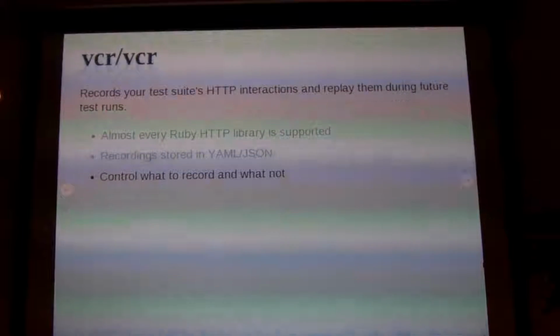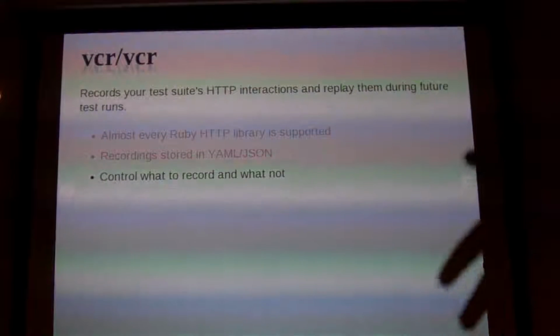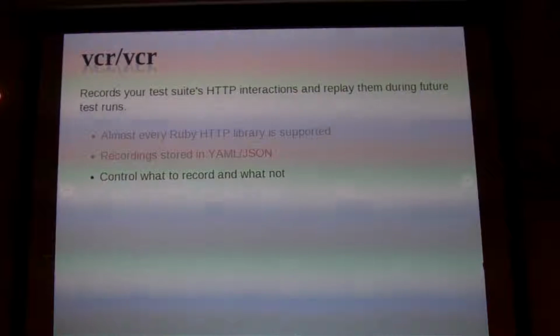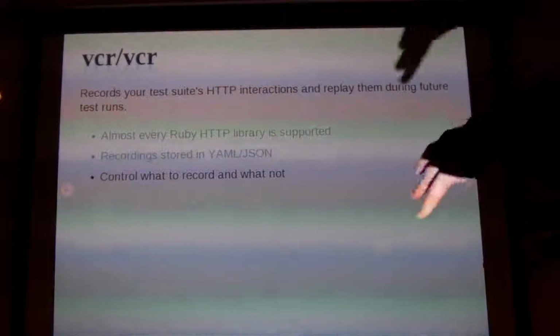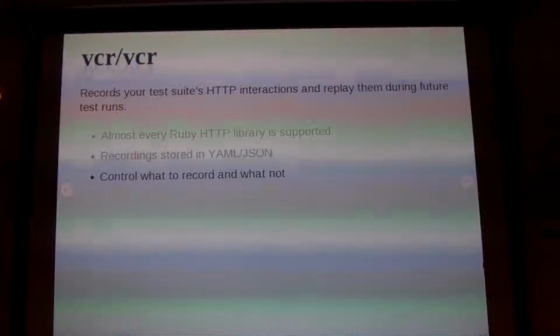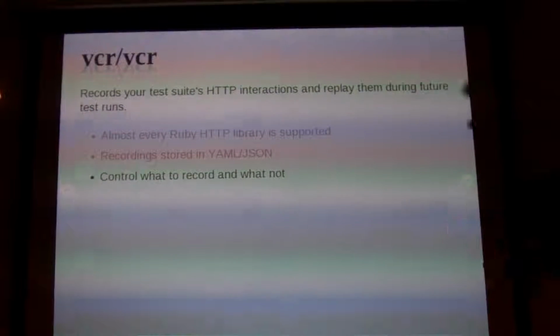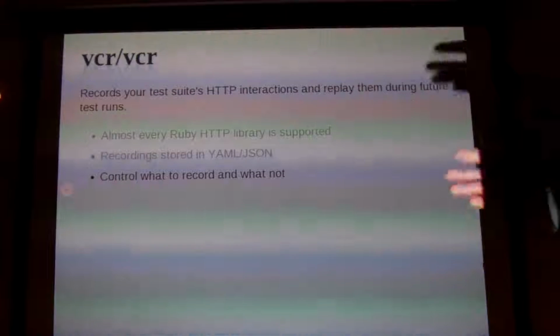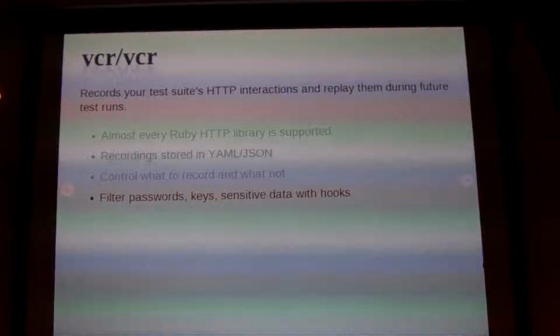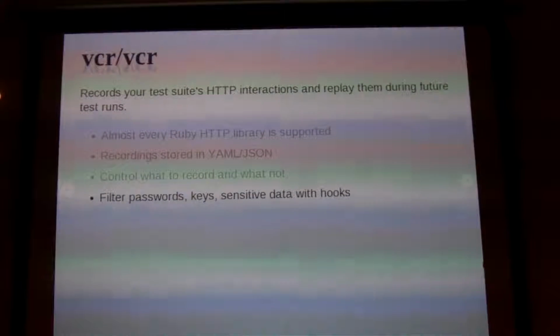You can control what to record and what not. For example, you can prevent it from recording your username and password, and replace that with something else. That's supported. So the cassettes are basically your fixtures, you're replaying your test, and the fixtures don't include any sensitive data. So you can push it to GitHub or run it in Travis. I will speak about that. You can filter password, key, sensitive data, everything you want.